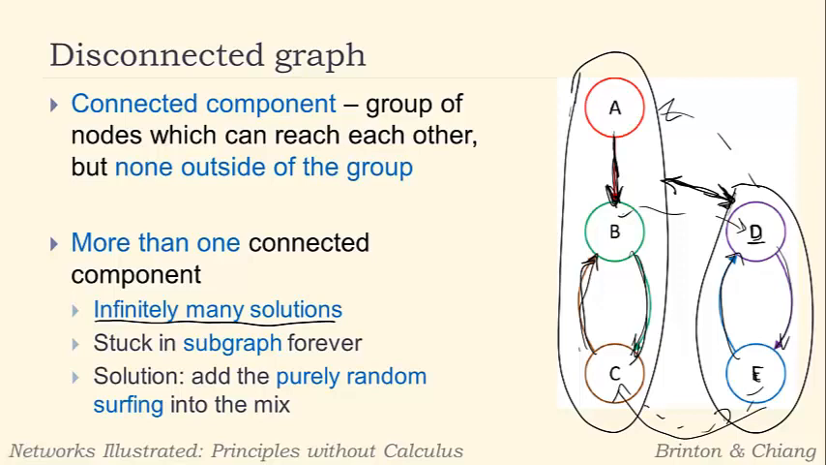So we're basically establishing an artificial link between each node. So we're saying that, in a sense, each node's connected to every other node because there's a way to reach them just through our web browser rather than the actual hyperlink connectivity on the pages. So we add that purely random surfing that we collected initially into the mix.